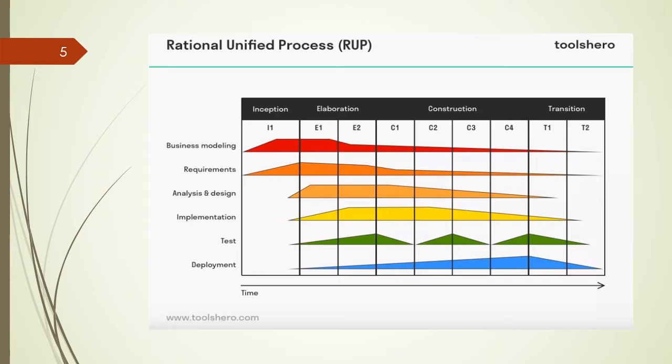Now, this is a diagram of the Rational Unified Process. We have seen that in each of these phases, you are going to do business modeling, requirements, analysis and design, implementation, test, and deployment. If you see this diagram, on the top you have inception, elaboration, construction, and transition. On the left side, you have business modeling, requirements, analysis and design, implementation, test, and deployment.